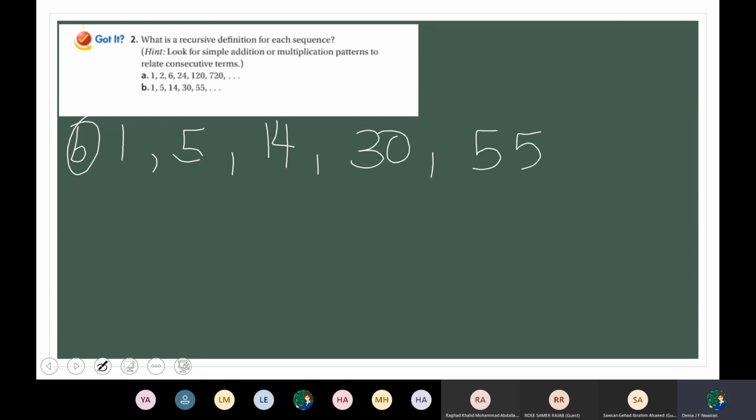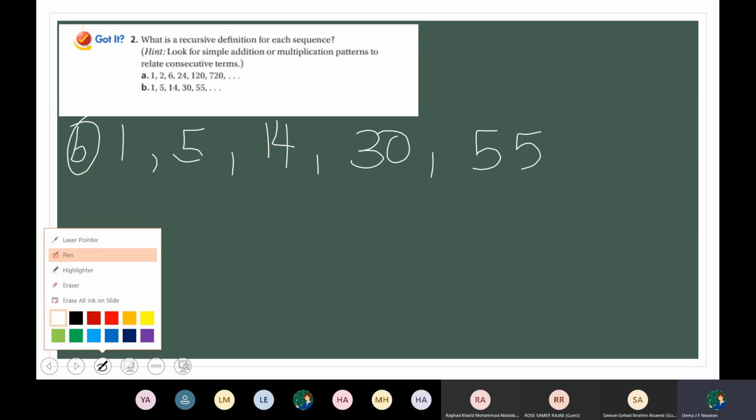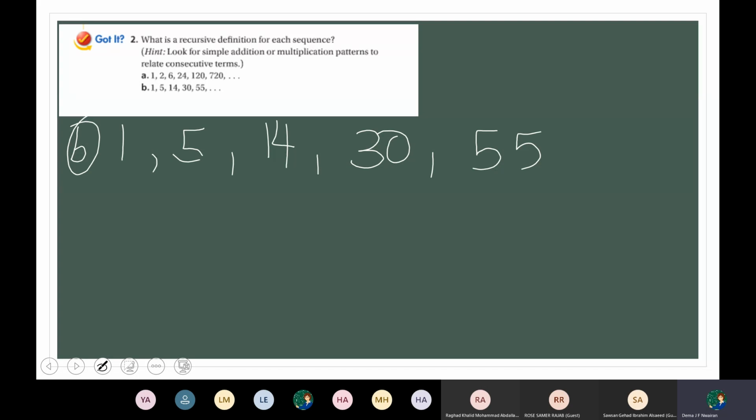Now, for B, we have 1, 5, 14, 30, and 55. Please, girls, don't answer before I finish. If I told you, you can tell me what the formula is. But don't say it before the other girls need to know from where I bring it. Look at me here. I need to find now the recursive definition. I need to find a relation between the second term and the first term.